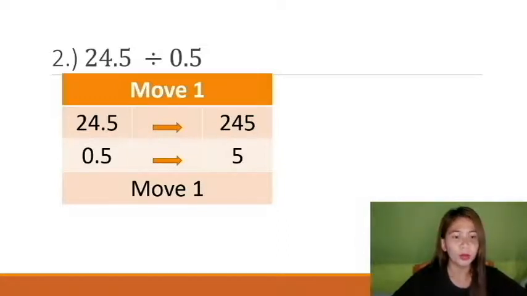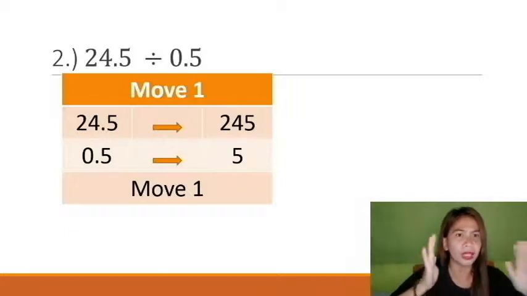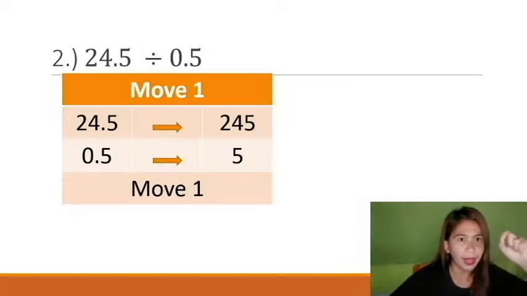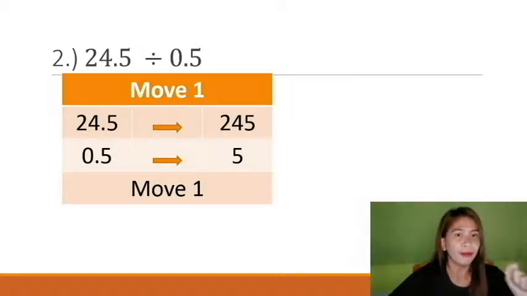The 0.5 is the divisor, and our dividend is 24.5. Now, what do we do? We make it a whole number. How many times do we move the decimal point to make it a whole number? Twice or once? Once. We move it once, so it becomes 5.